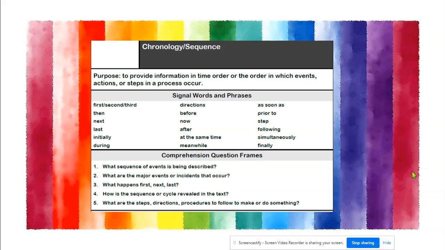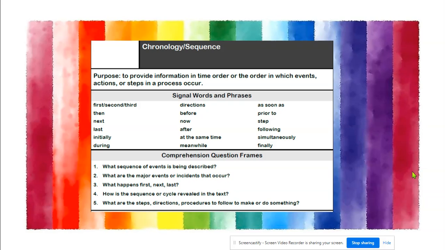Some comprehension questions that we can ask ourselves are: what sequence of events is being described? What are the major events or incidents that occur? What happens first, next, and last? How is the sequence or cycle revealed in the text? What are the steps, directions, or procedures to follow to make or do something?